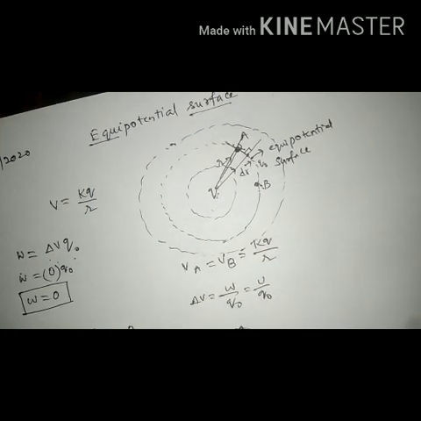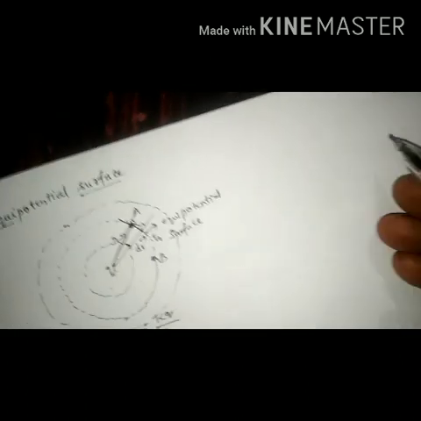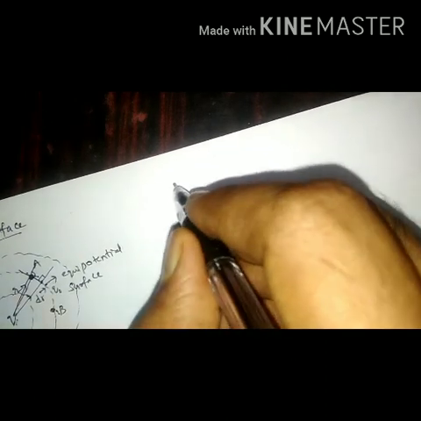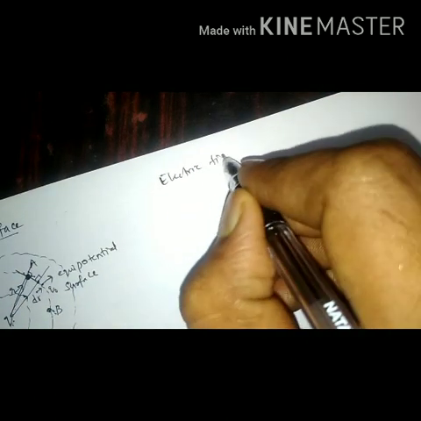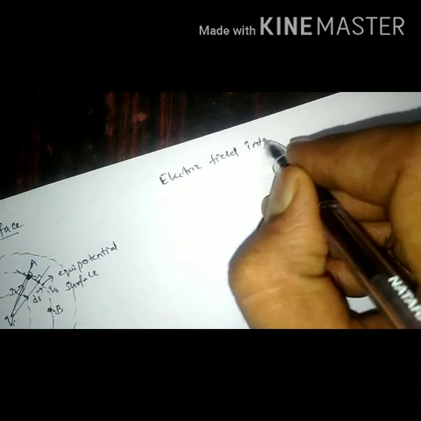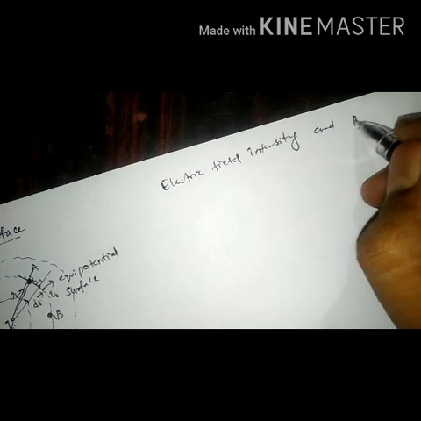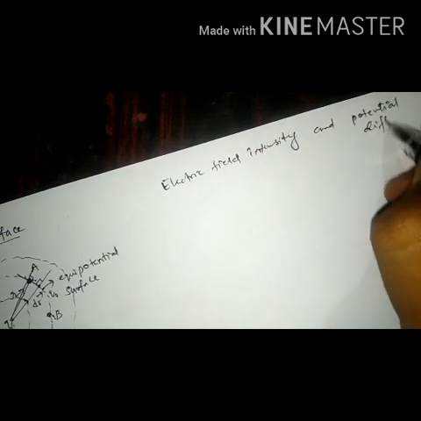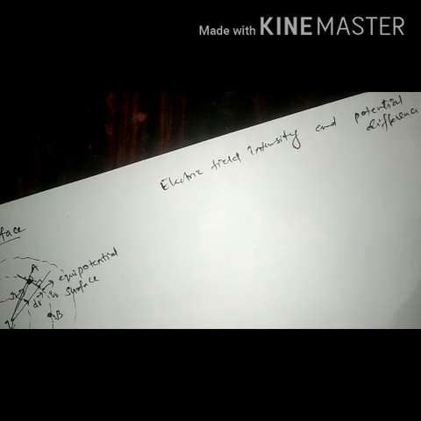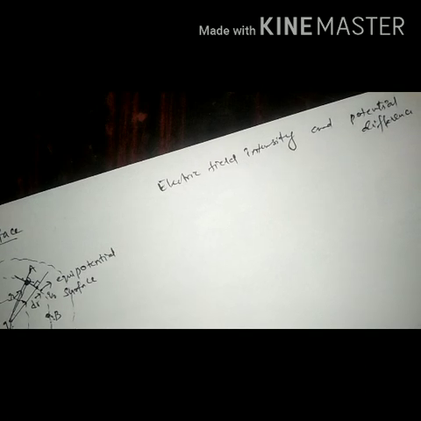Using this concept of equipotential surfaces, we can derive one more relation, that is the relation between electric field intensity and potential difference. We call it the gradient. I will also explain what gradient is.